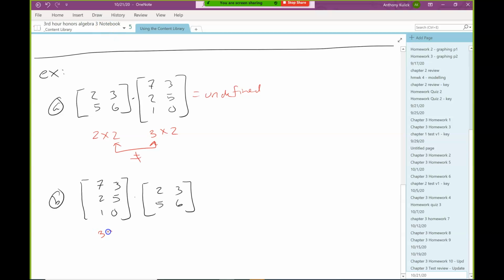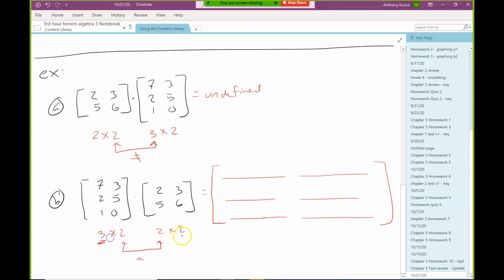So this one is possible, right? Since the columns of the first match the rows of the second, I know that my answer is going to be a 3 by 2. So I'll multiply the rows of the first to the columns of the second, and I'll just keep doing that, row times column.